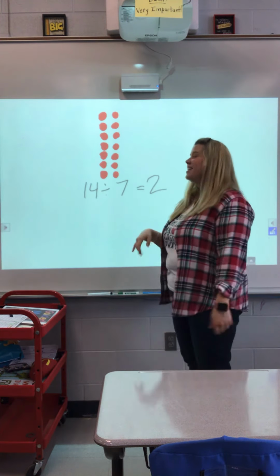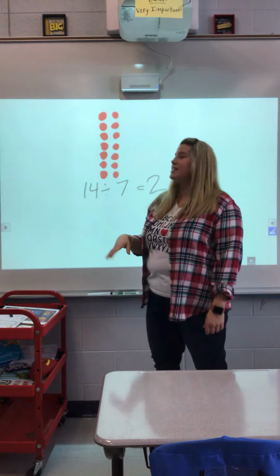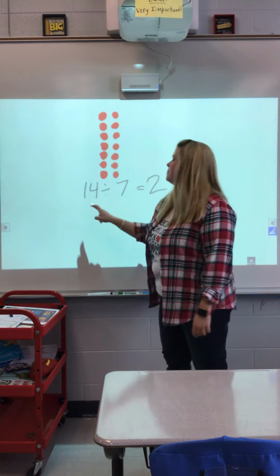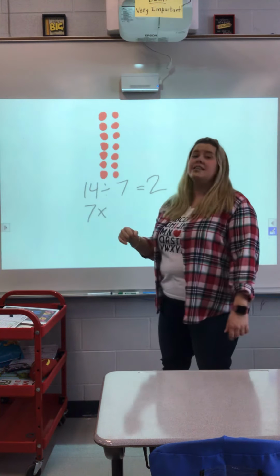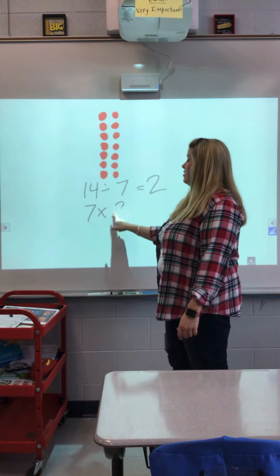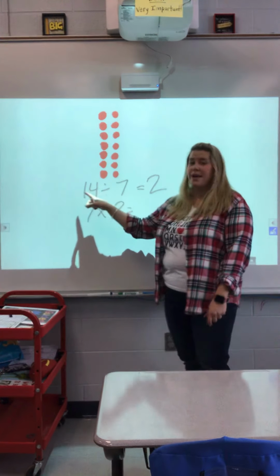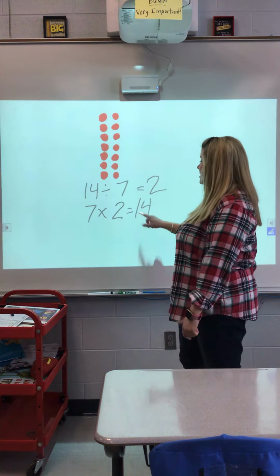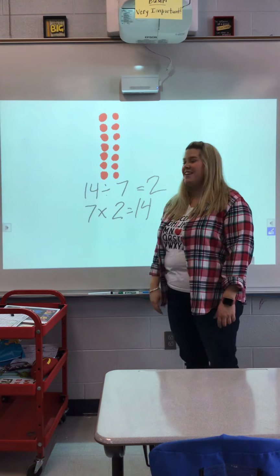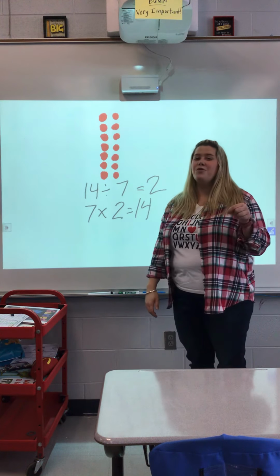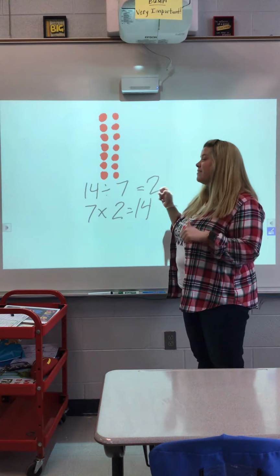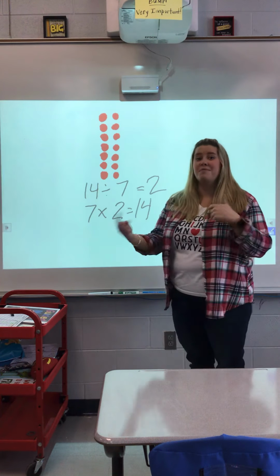Did you get it? All right, what about our multiplication sentence? How many rows do I have? 7 times how many are in each row? 2 equals my total of 14. Good. Okay, same as before. I want you to pause the video, finish out our fact family, come back when you got it.